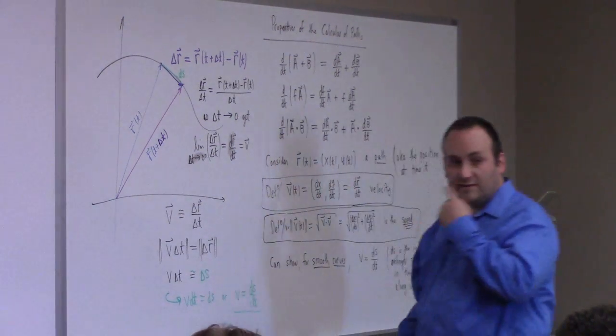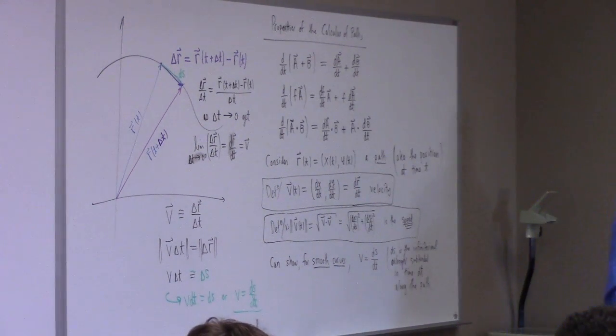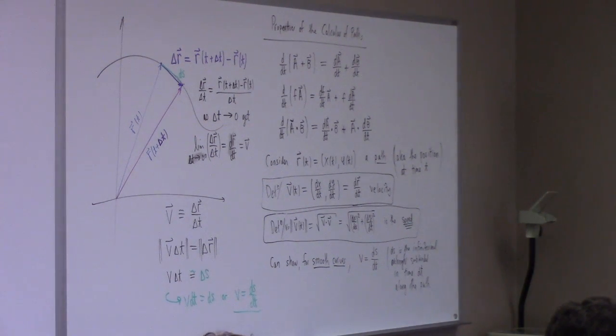So the speed is the change in arc length per unit time, the infinitesimal change. And you can make this more rigorous. I will give you an annoyingly rigorous argument for it some other day, okay? Not today.